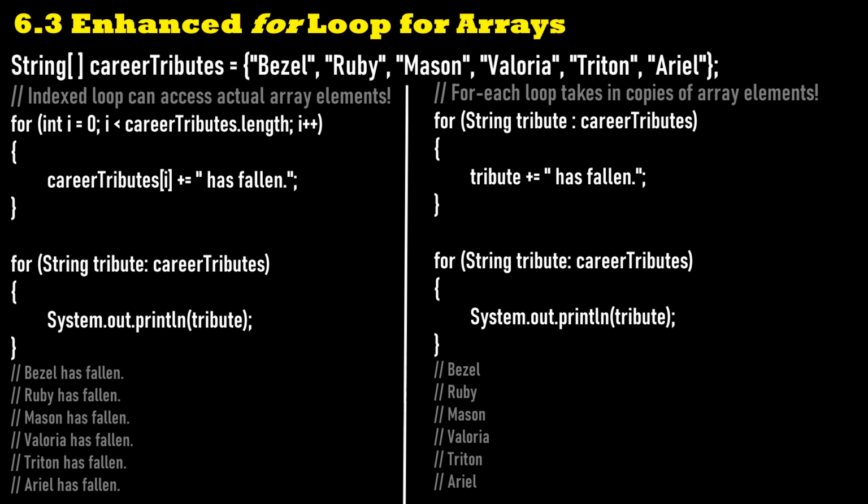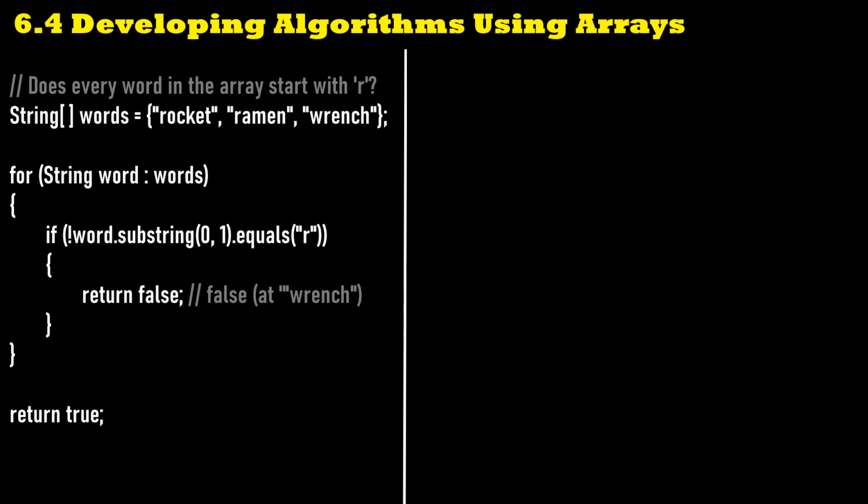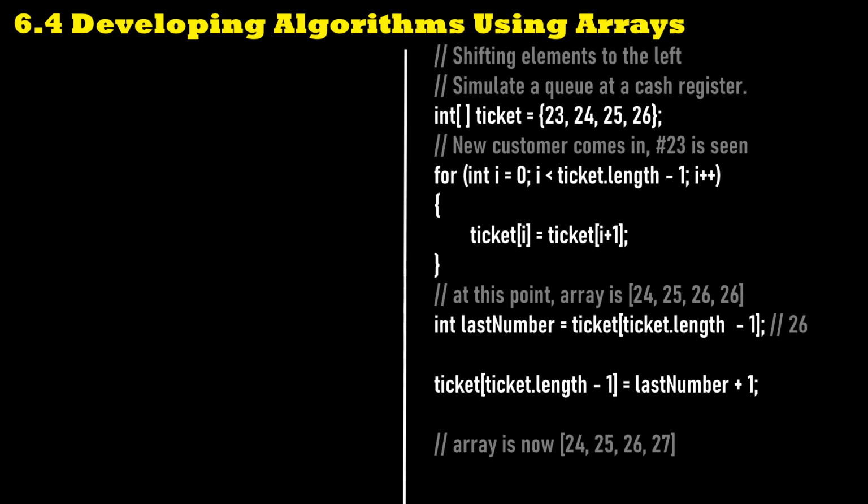Due to the variable taking in a copy of an element, assigning a new value to the variable will not change the actual value in the array. There are many algorithms that involve array traversals, such as determining if all elements in the array have a particular property, or shifting all elements to the left or right.